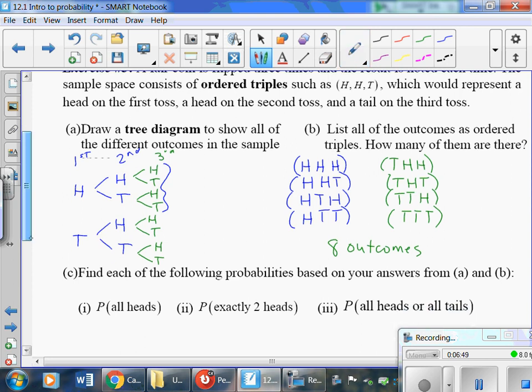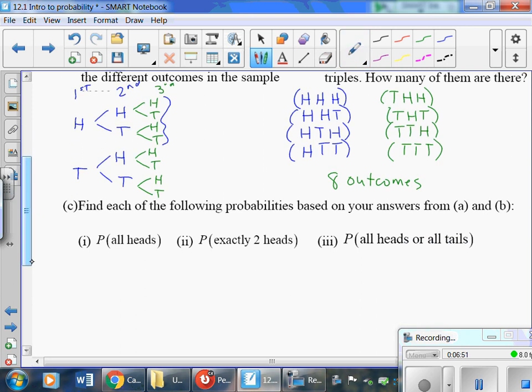So for each of the following probabilities, base your answers on part A and B. What's the probability of getting all heads? Well, if we look at our tree diagram, we can see how we only have all heads right here. Or if we look here, we can see how we have all heads here. So that means I'm going to have 1 out of 8.